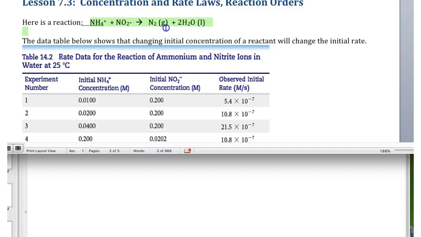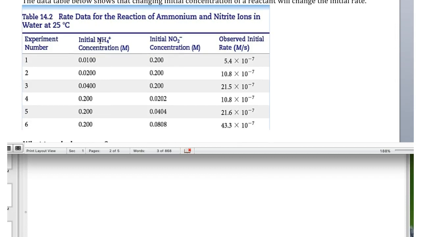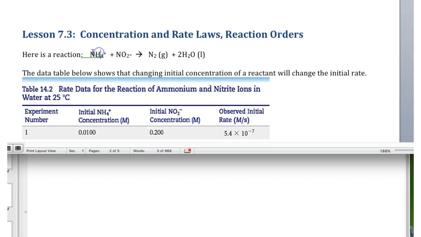Here is a reaction. NH4 and NO2 are consumed, and we're going to make N2 and 2 moles of H2O. When we're talking about rate laws, we're really only interested in the reactants. We're interested in how fast the reactants are being consumed. So if you look at this data table here, we have the initial concentration of NH4, which is this reactant, and we have the initial concentration of NO2, which is that reactant. It has nothing related to the products.